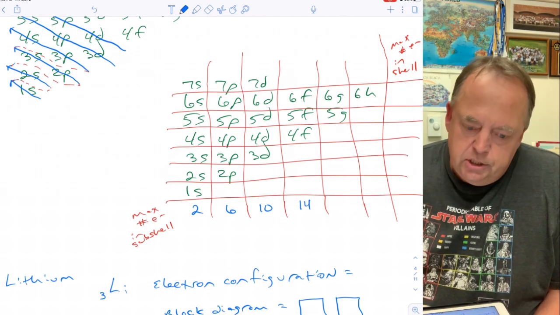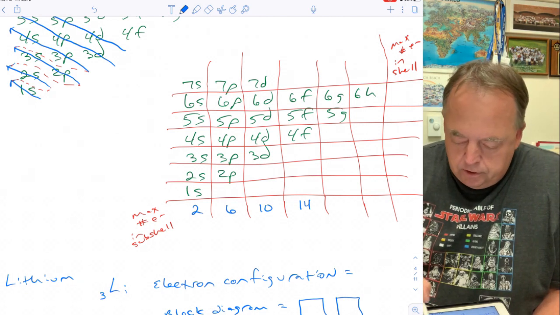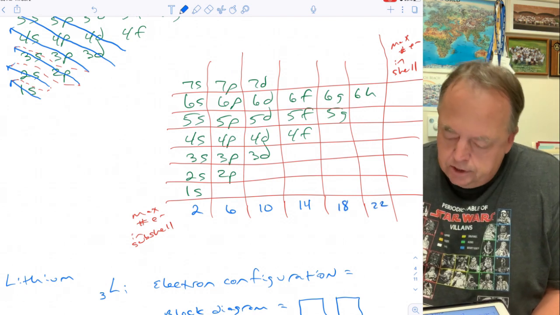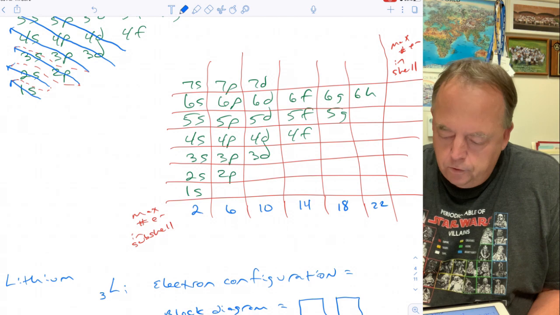And how many would the G's hold? Well, if you see, there's a pattern that goes up by 4 each time, right? So you could put 18 there, you could put 22 in H orbitals, and so forth.